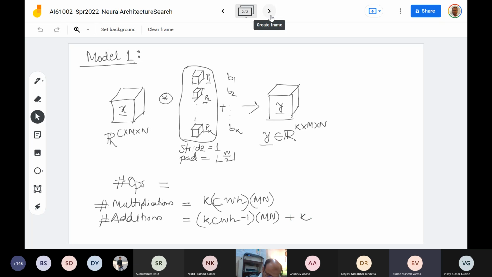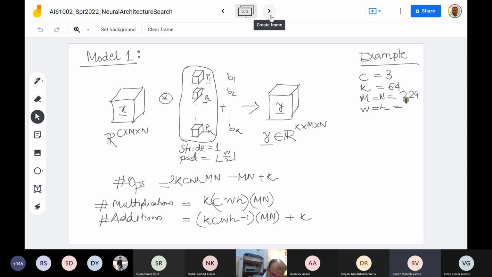So my total number of operations becomes something like kcwhmn plus kcwhmn minus kmn plus k. So if we put some values as an example, where your C is equal to 3, K is equal to say 64, M is equal to N is equal to 2 to 4, and W is equal to H is equal to 3, then what would this value come up as?